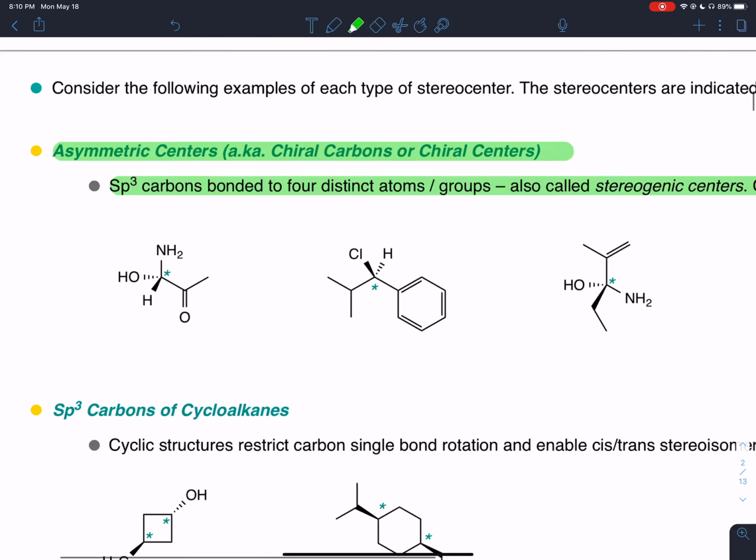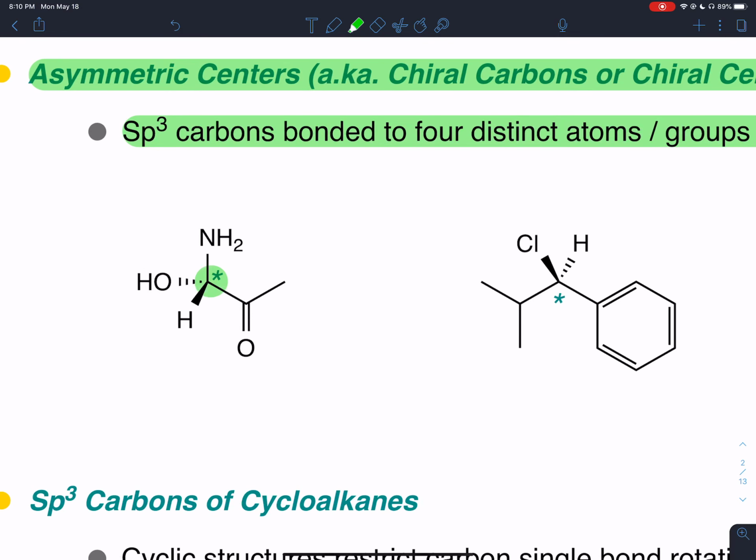This chiral carbon here is bonded to 4 distinct atoms or groups. It is a chiral carbon. This carbon on the right side, notice how it's bonded to 3 hydrogens. So it's not bonded to 4 distinct atoms or groups. That is not an asymmetric center. Our asymmetric centers are bonded to 4 distinct atoms or groups.